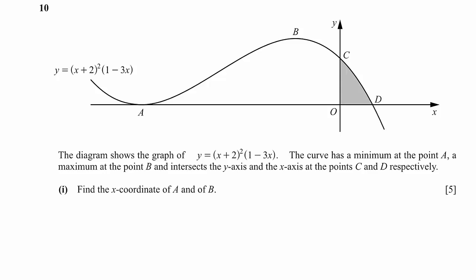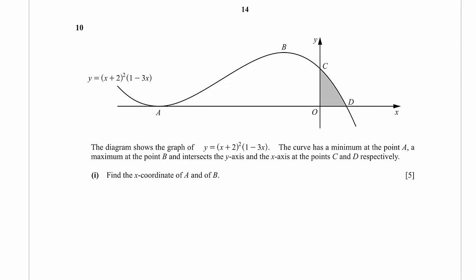Diagram shows the graph of y equals (x plus 2) all squared, times (1 minus 3x). The curve has a minimum at the point A, a maximum at the point B, and intersects the y-axis and the x-axis at the points C and D as shown. We want to find the x-coordinate of A and the x-coordinate of B, and those are the turning points. So that's going to be the points where the gradient is 0.